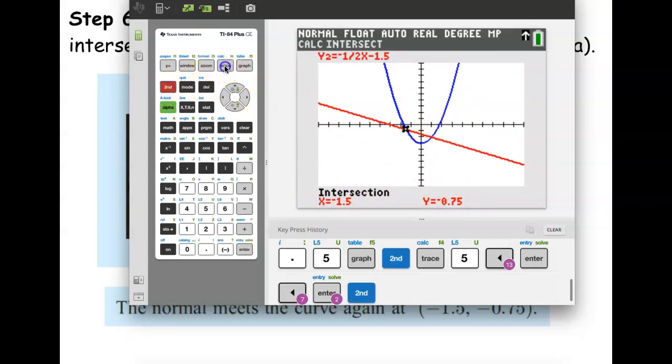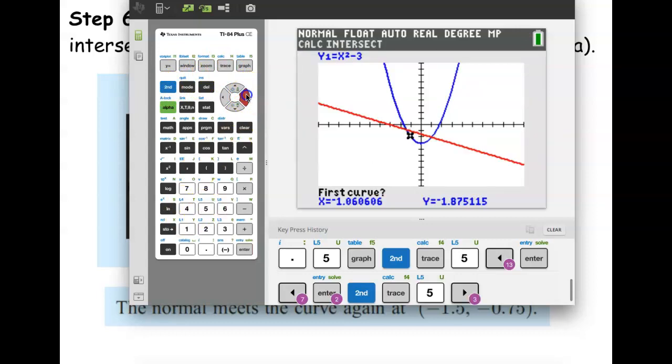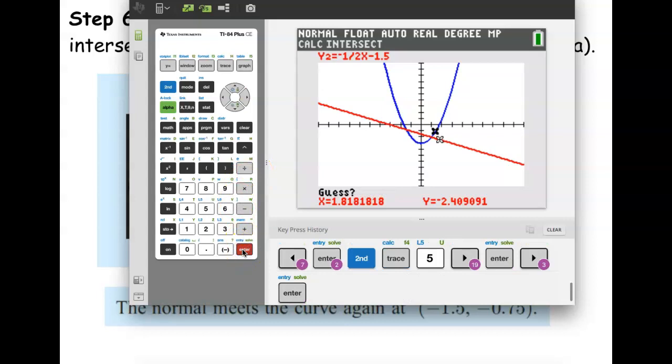Let's do this one more time so we can find this point of intersection. So second calc, number 5, and I'm going to bring it close to that point of intersection. Enter. Now just make sure your red curve, your normal curve, is close to it. Enter. Enter one more time, and there is that point of intersection 1, -2.